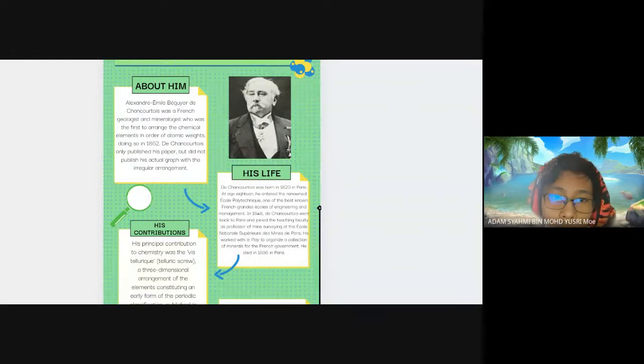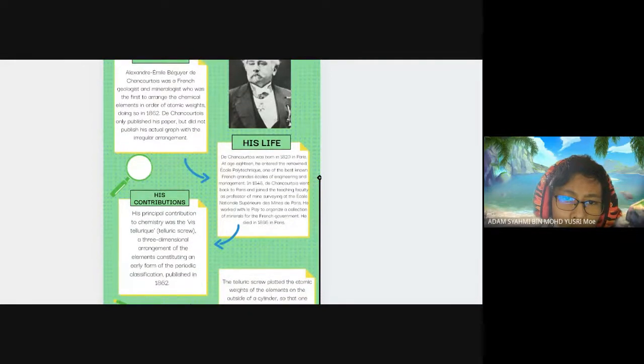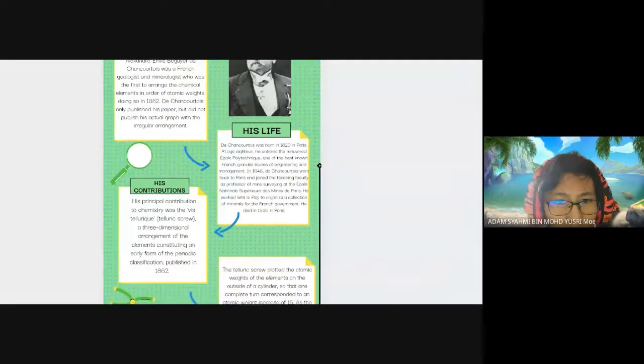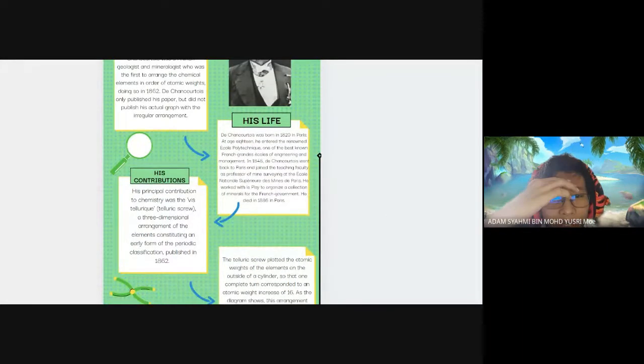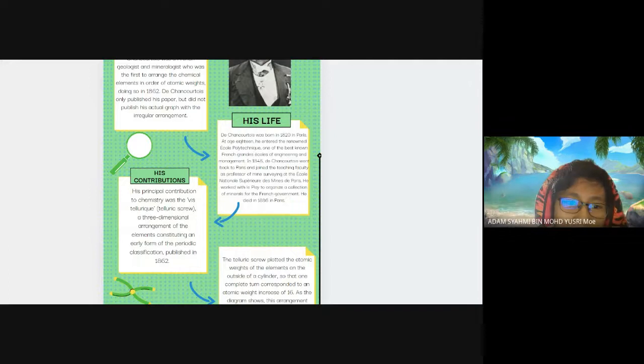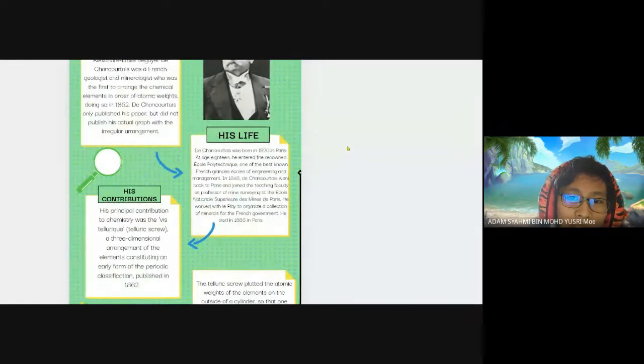His life. De Chancourtois was born in 1820 in Paris. At age 18, he entered the renowned École Polytechnique, one of the best-known French grandes écoles in engineering and management. In 1848, de Chancourtois went back to Paris and joined the teaching faculty as professor of mine surveying at École Nationale Supérieure des Mines de Paris. He worked with Le Play to organize a collection of minerals for the French government. He died in 1886 in Paris.